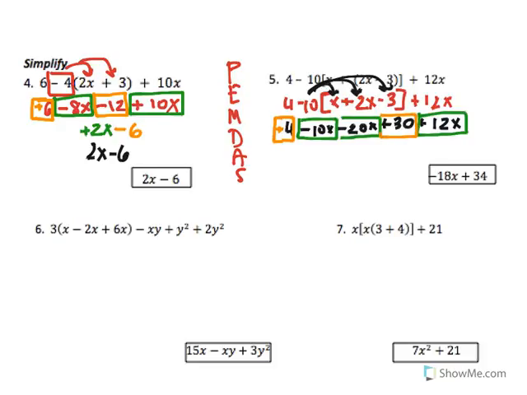And now I combine. I get positive 4 plus 30 is positive 34. Negative 10x minus 20x plus 12x is negative 30 plus 12 gives me negative 18x. There's no other like terms I can combine. My answer is negative 18x plus 34.